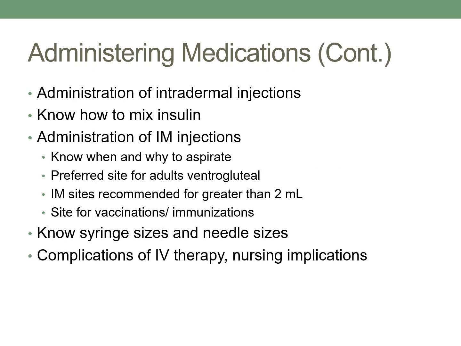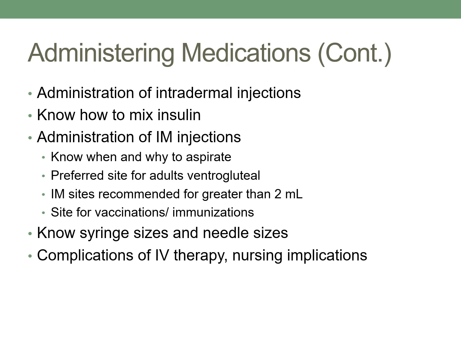Intradermal injections. Do not aspirate. Inject at a 10 to 15 degree angle, bevel up. Observe for wheal formation. 0.1 ml is the maximum volume. 3/8 inch, 25 to 27 gauge needle. With IM injections, do not aspirate when administering vaccinations. Aspirate other IM injections.